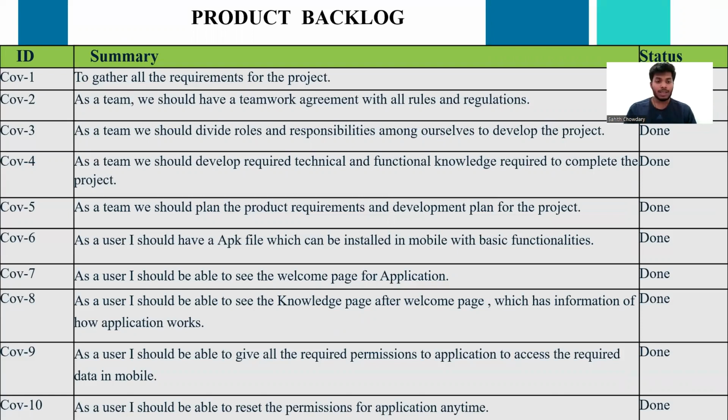And COV4 is about developing the technical and functional knowledge to plan and do the project. And in COV5, we should plan the product requirements and development plan for the project. And in COV6, it is about the user should have an APK file, to install in the mobile with basic functionalities.